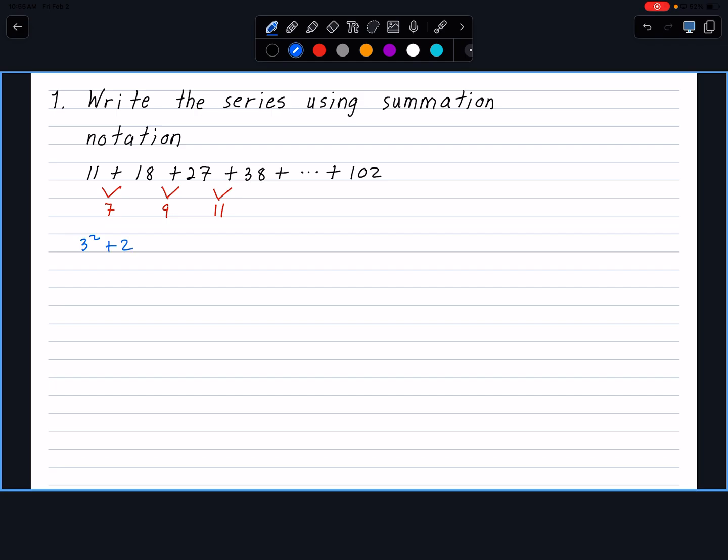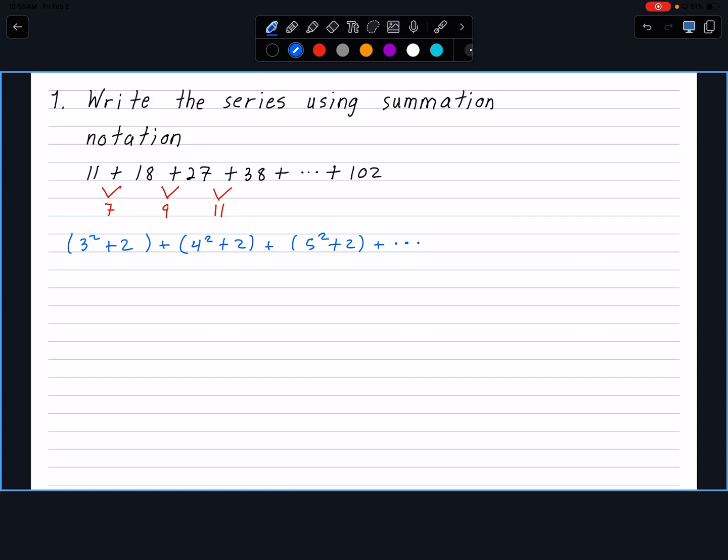I could then write 18 as 4 squared plus 2. I could write 27 as 5 squared plus 2. So I'm not going to do that for all of them, but that's kind of the idea. Looks like it's the idea here.